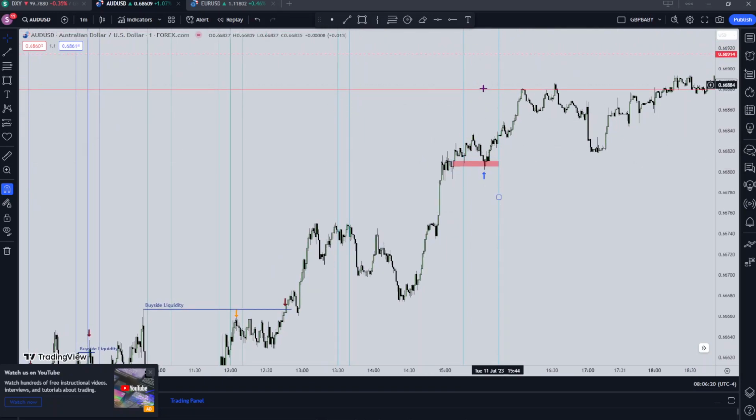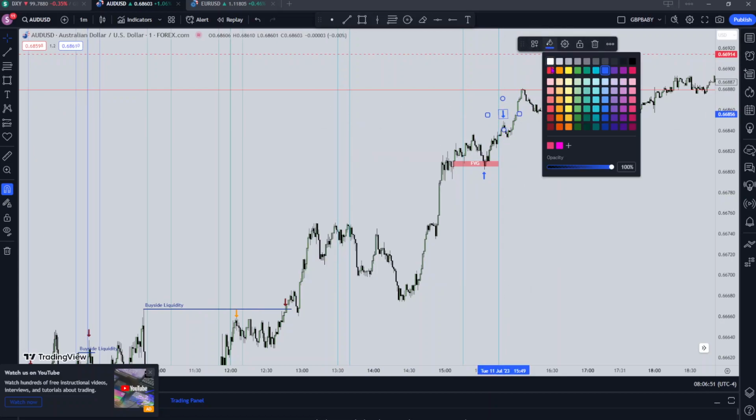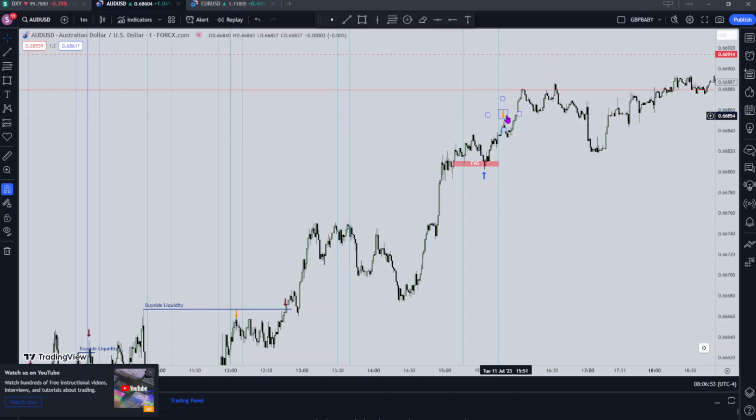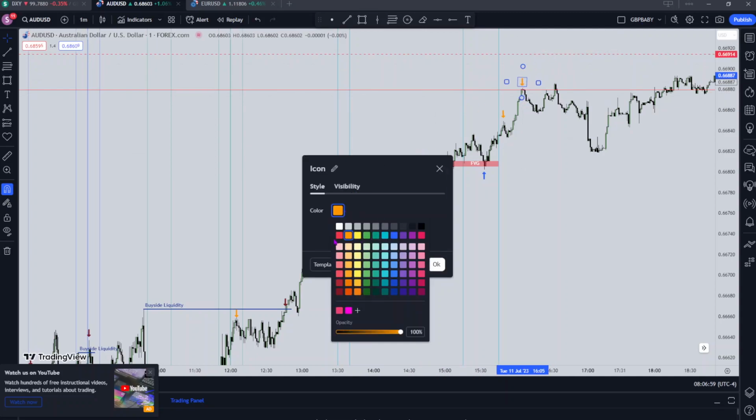You could do a measured move higher, and that measured move would line up nicely with that Tuesday opening I have marked out. And then here, just make that red.